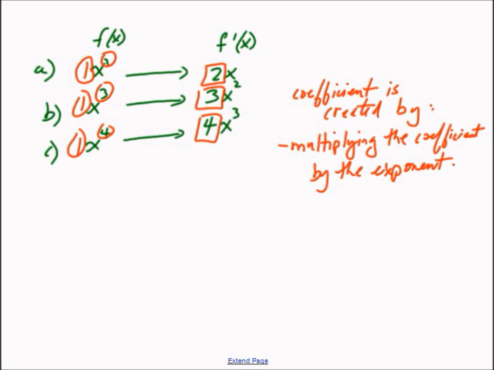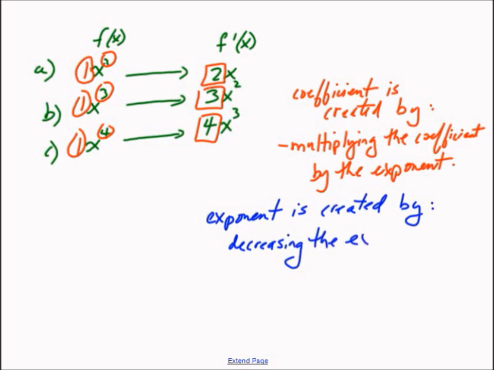Okay, the rule for the exponents. The exponent is created by decreasing the exponent by 1. Okay, so the exponent here is 2. Subtract 1, is an exponent of 1 here. Exponent here of 3, subtract 1, exponent of 2. Exponent here of 4, subtract 1, exponent is 3. That is the basic simple rule of finding the derivative.